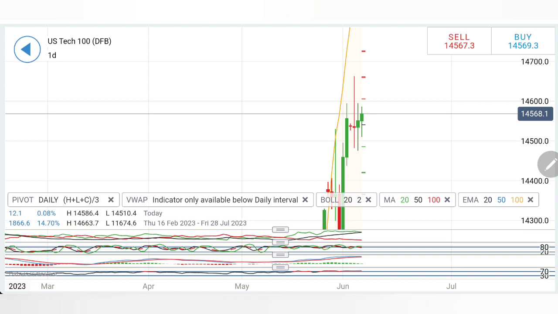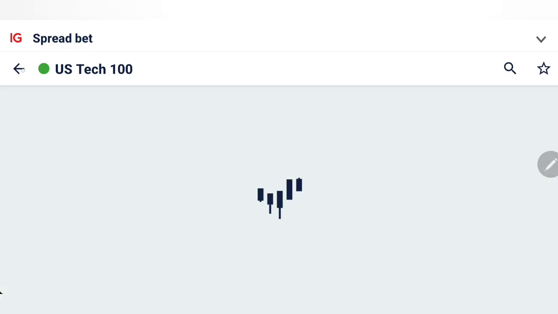14,480 also you should watch out for. Below that, 14,480, 450 and 400 are the next targets. Below 14,400 only further bearishness may prevail, else it is not to be considered bearish till then. Take your trades accordingly. Now let's have a look at Dow Jones.